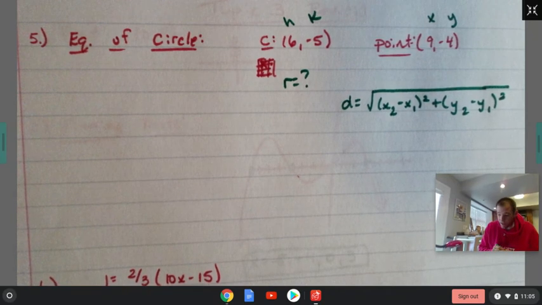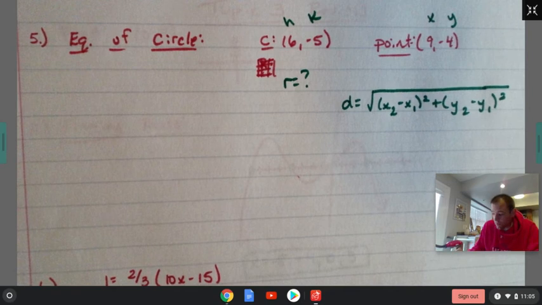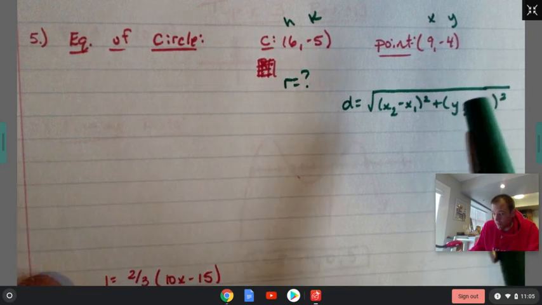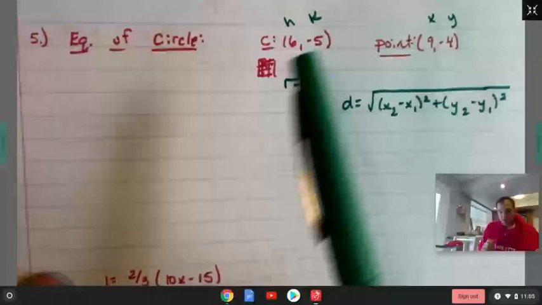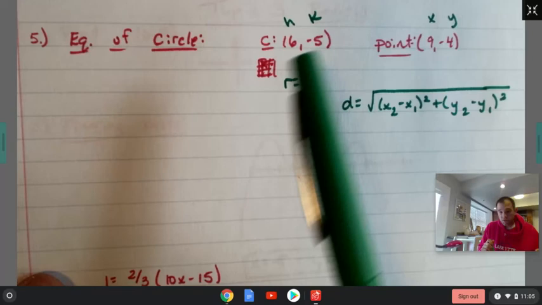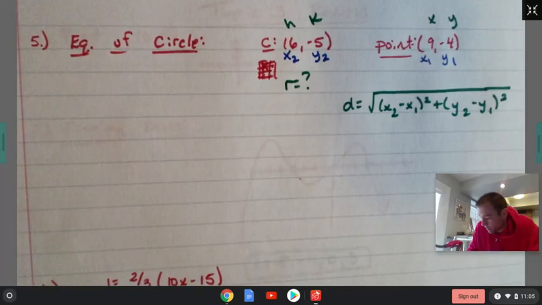So I'm just going to pick out, I'm going to call one of these x1 and y1, and one of them x2 and y2. It doesn't matter what you pick. Makes no difference. I'm going to call this one x1, y1, this one x2, y2. It didn't matter if I switch those around. Now we just plug it in.